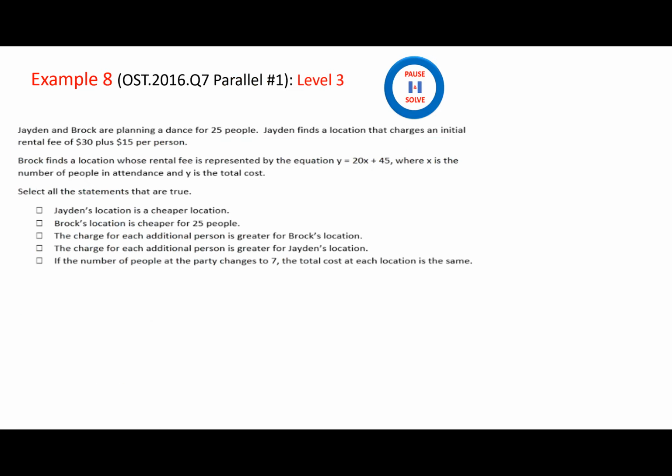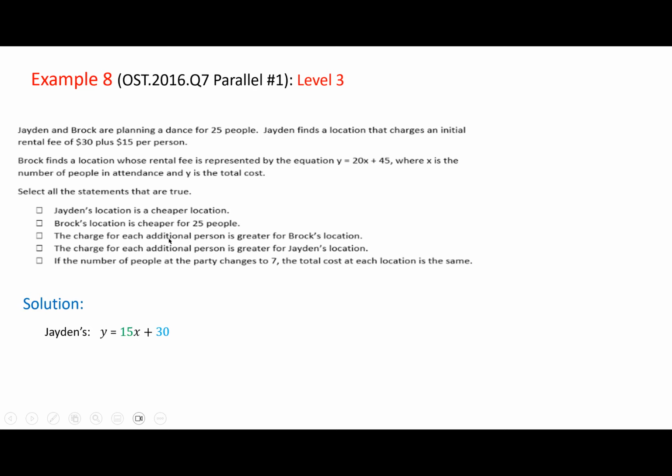Example number 8, it's a very similar example, so let's go through it fast. Jaden and Brock are planning a dance for 25 people. Jaden finds a location that charges an initial rental fee of $30 plus $15 per person. Brock finds a location whose rental fee is represented by the equation. Again, they're asking you which one is cheaper, which one charges more per person. So let's put the information here.